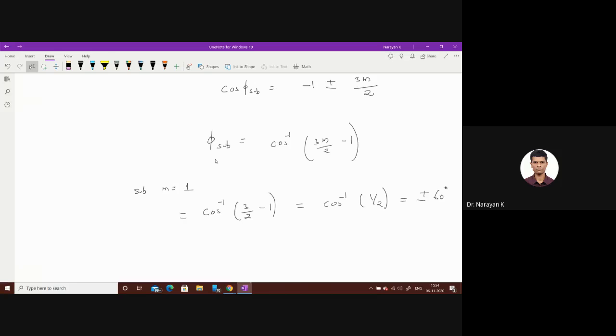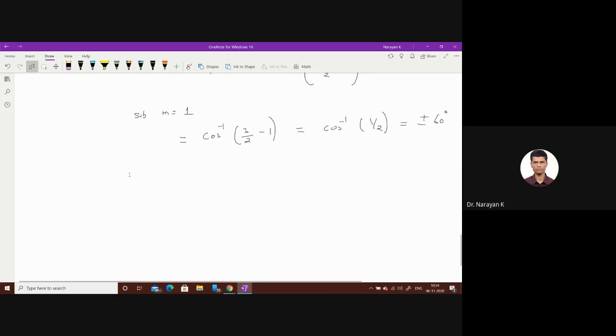Plus minus 60 degrees. Put m is equal to 2. So cos inverse of 3 times 2 by 2, 2 will get cancelled, 3 minus 1, so that will be cos inverse of 2. I think you will not get this value. This is known as invalid. So only you have 60 degrees as your subsidiary maximum.